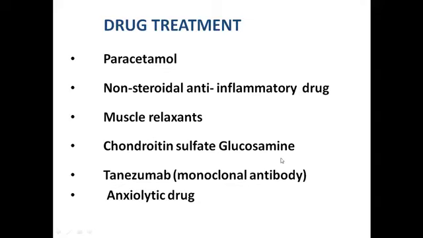Chondroitin sulfate, glucosamine, which is on trial basis, you can apply this chondroitin sulfate for a long time in case of osteoarthritis patients and get a very remarkable result. Tanezumab, a monoclonal antibody, is also used, not in Bangladesh but outside Bangladesh. In some countries in Europe and America, tanezumab can be practiced.